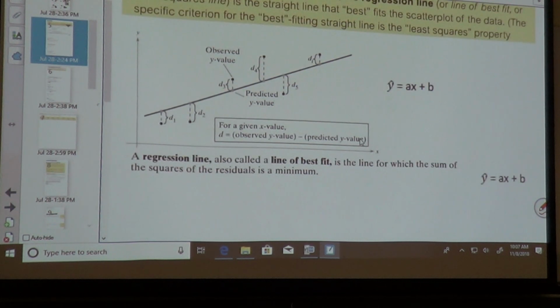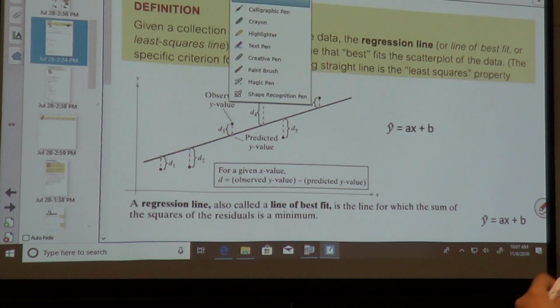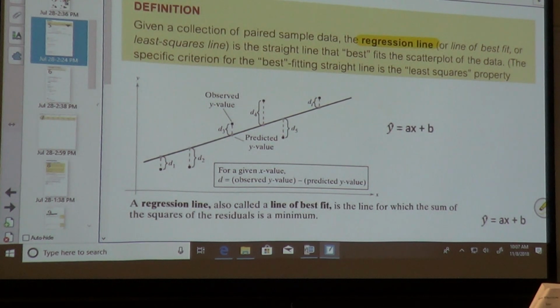All right, this is telling you what I just said, that the regression line, also known as line of best fit, also known as the least squares line, that if you have a bunch of dots, which is your scatter plot, that your line of best fit or your line of regression or your line of least squares is the line that best represents those dots.